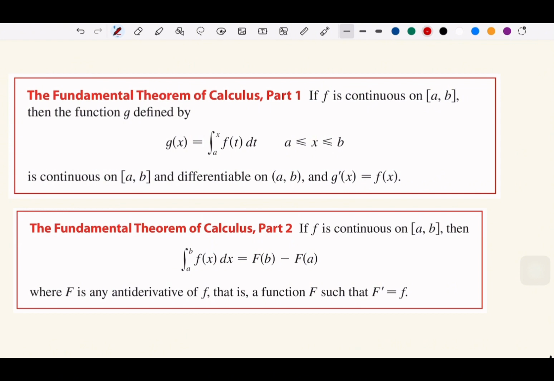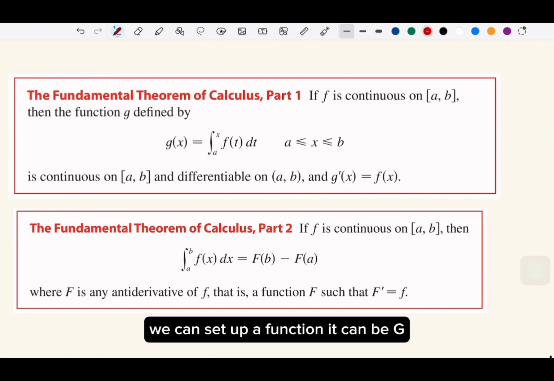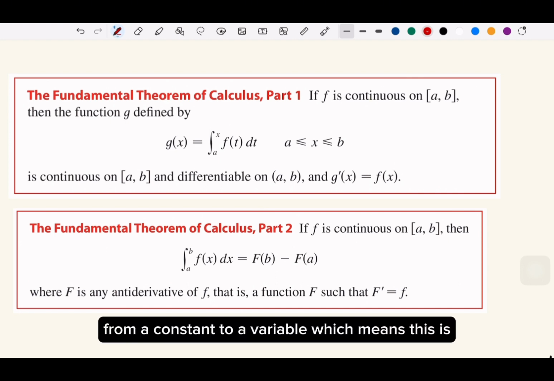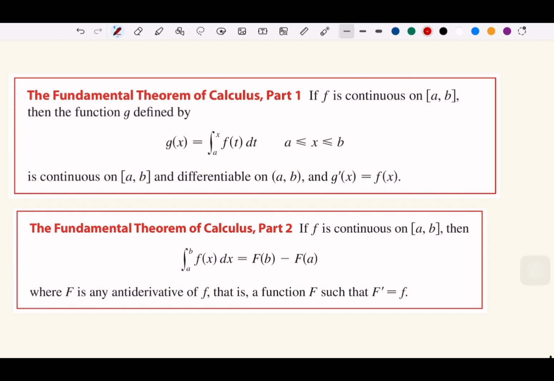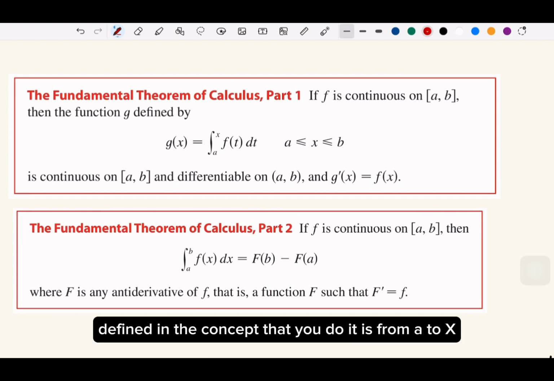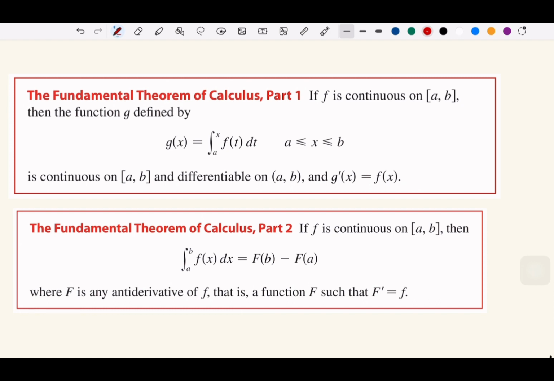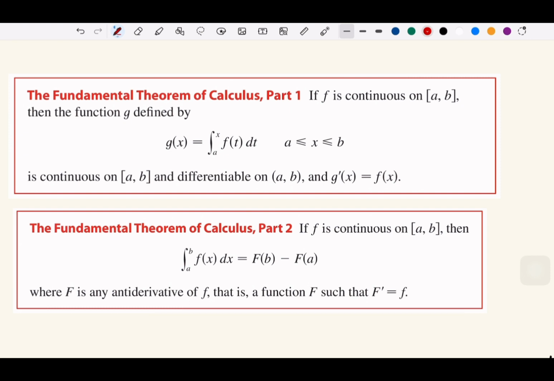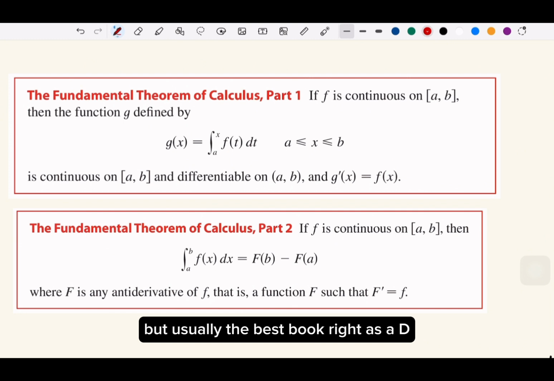In Part 1, we can set up a function. It can be g, it can be any function you can write here. You can write this function as an integration from a constant to a variable. We can say it's another function because it's not defined by a constant, because it is from a to x. Often, we have f, and we introduce another variable t. It can be any variable, but usually the textbook writes it as t.